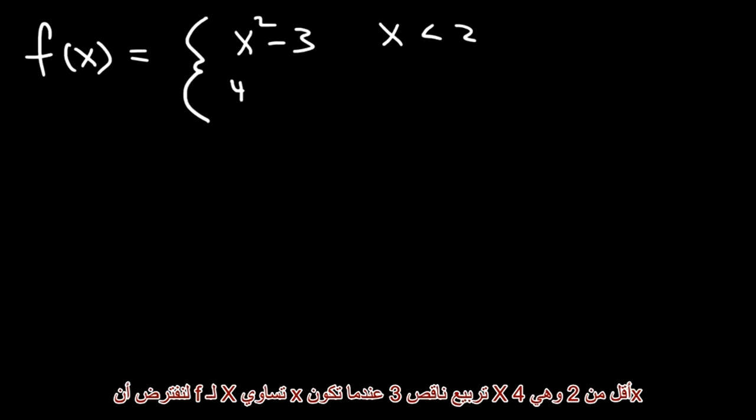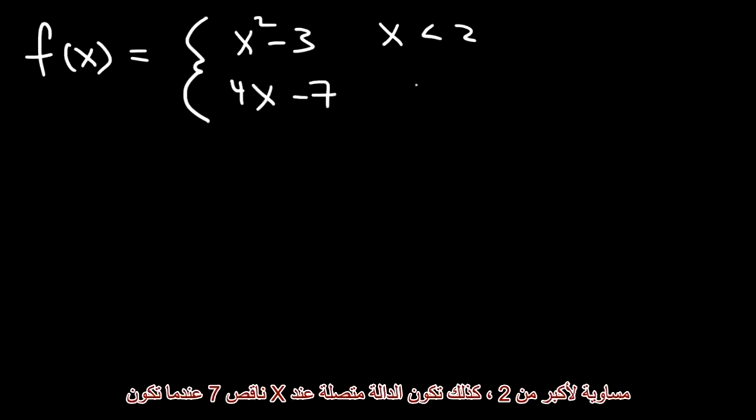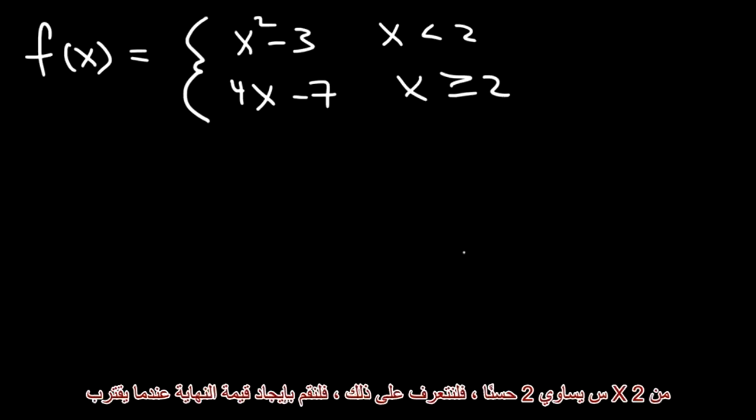Now let's move on to our next example. So let's say that f of x is x squared minus 3 when x is less than 2, and it's 4x minus 7 when x is equal to or greater than 2. So is the function continuous at x equals 2? Well, let's find out.